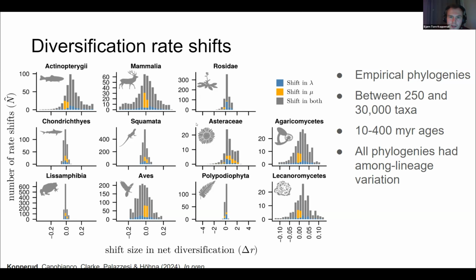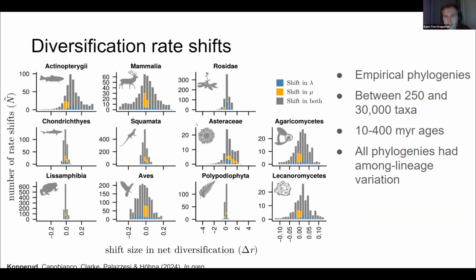If you look at the y-axis, we see the number of diversification rate shifts. Notably, for all of the phylogenies we investigated, we can see that there is evidence for some among-lineage rate variation. On the x-axis, you can see that the rate shifts are partitioned or broken down by the size of the rate shifts. Most of the rate shifts are small, they have a minor effect, but there are also some rate shifts that have larger effects.